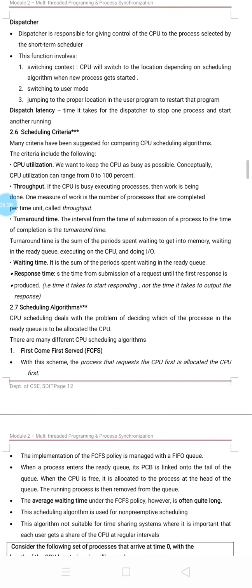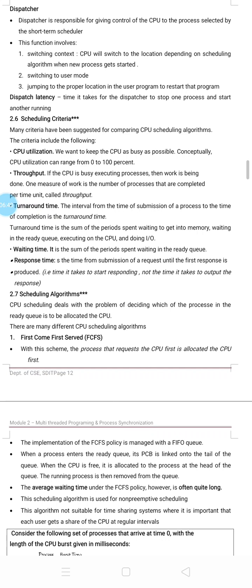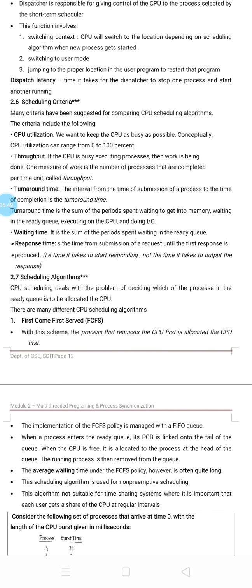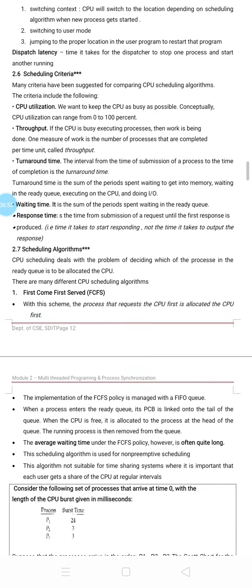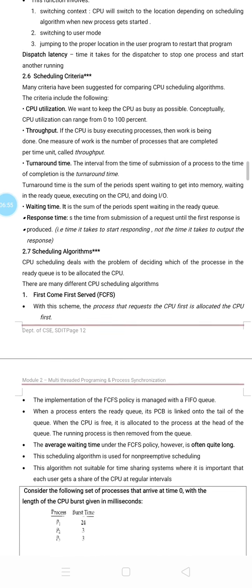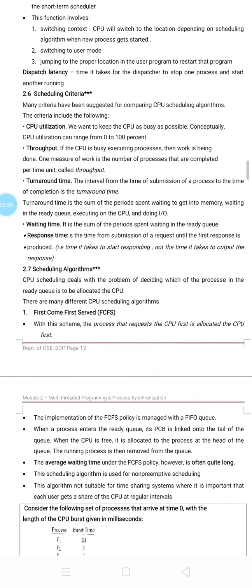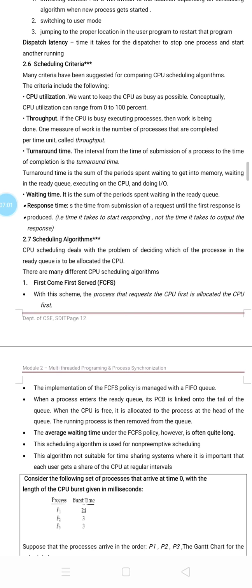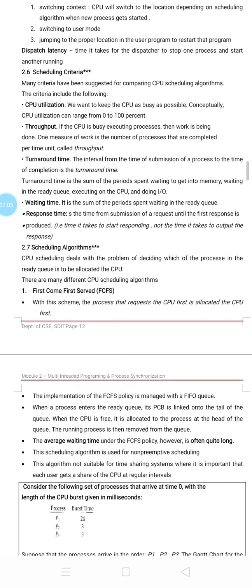I hope you remember context switch, that is, you save the state of the old process in the PCB and you load the state of the new process. The CPU will switch to the location depending on the scheduling algorithm when the process gets started, that is, to which location you have to go based on the algorithm. Switching to user mode and jumping to the proper location in the user program to restart the program are the functions associated with the dispatcher.